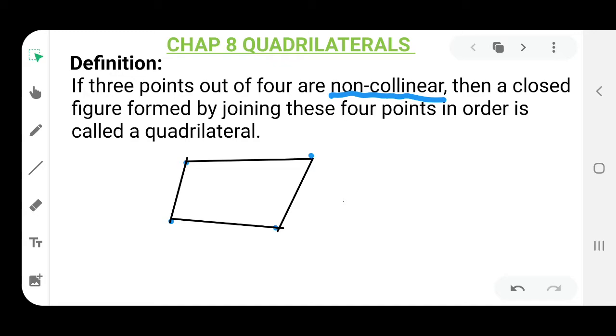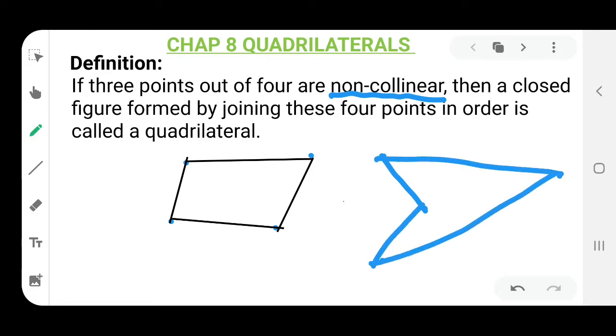Then it can be in any shape. It just has to follow this situation, that there will be 4 points, out of which 3 points will be non-collinear. Let's say one point is here, two is here, third is here, and fourth is here. If we join these points again, one, 2, 3, and 4, what we got is also a quadrilateral, because here there are 4 points total and 3 points are non-collinear, and we joined the points in order. We got a quadrilateral.